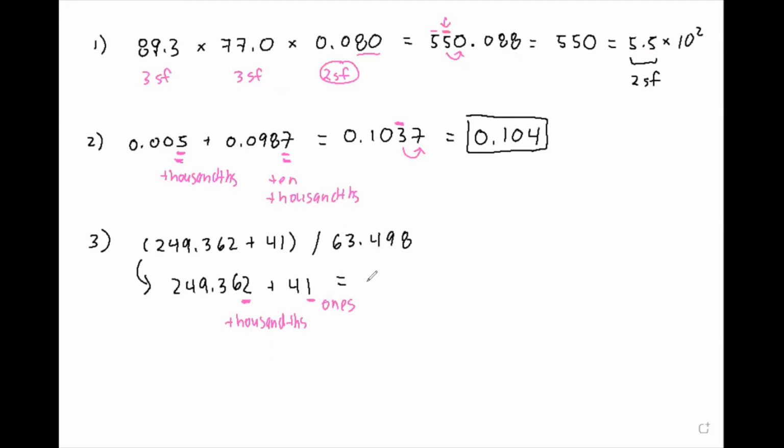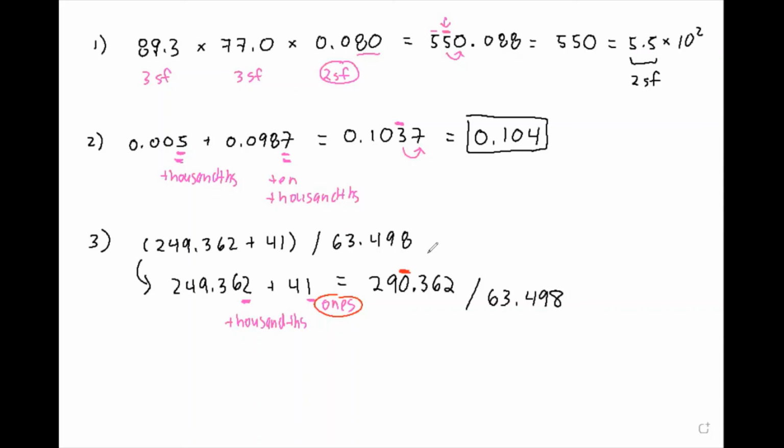So if you add these up, I get 290.362. And I'm going to keep track that my last sig fig should be in the ones place based on the sig fig rules for this addition step, but I'm not going to round that value yet. What I'm going to do is keep it in my calculator just like this, and then do the next step, divided by 63.498. And now my last step is division, so I'm going to follow the rules for multiplication or division.